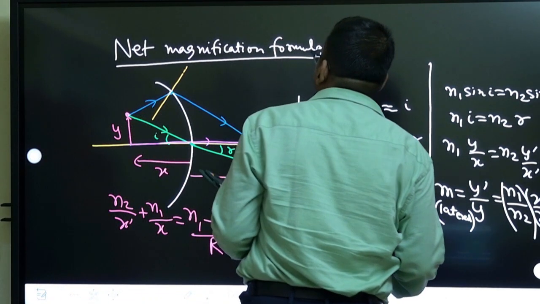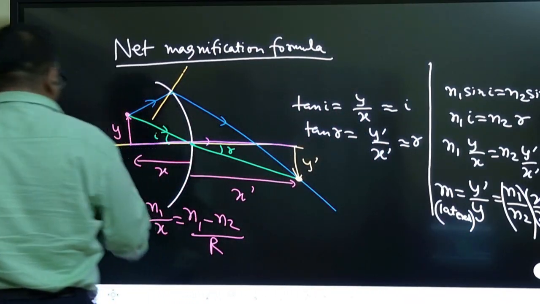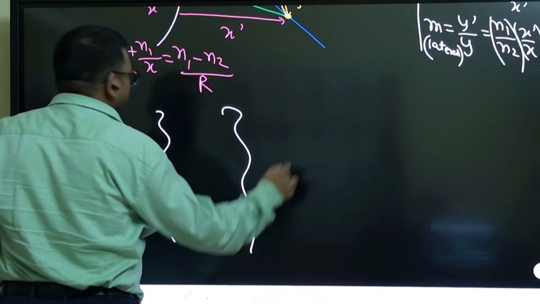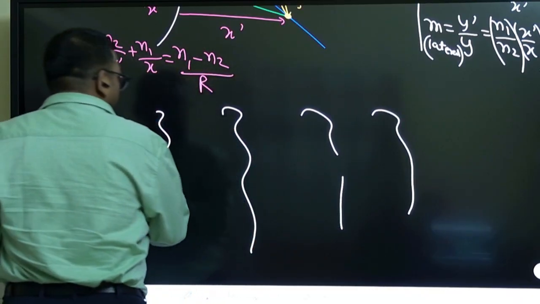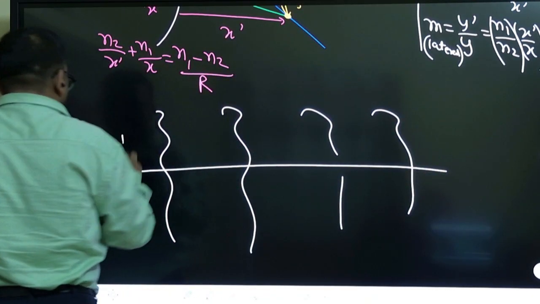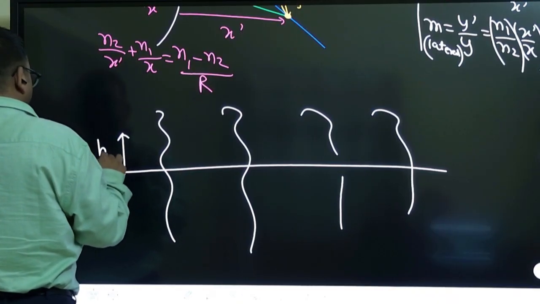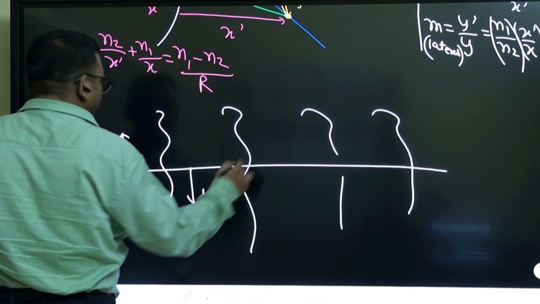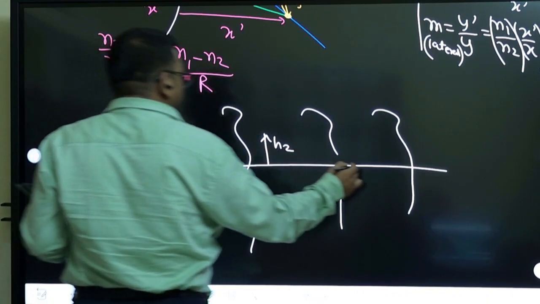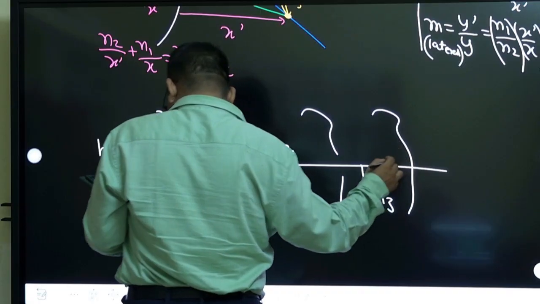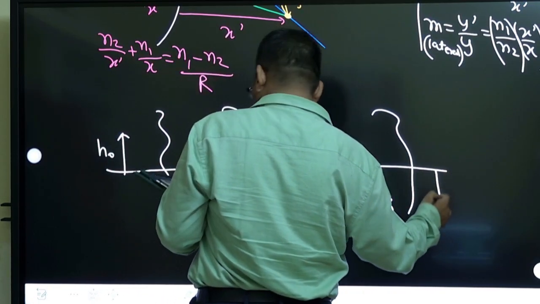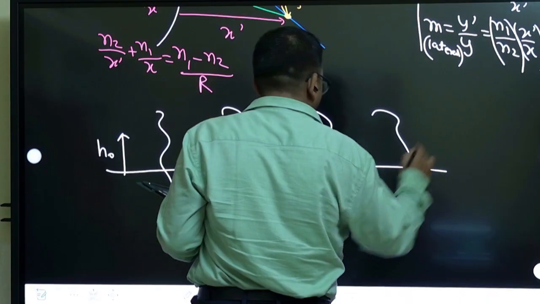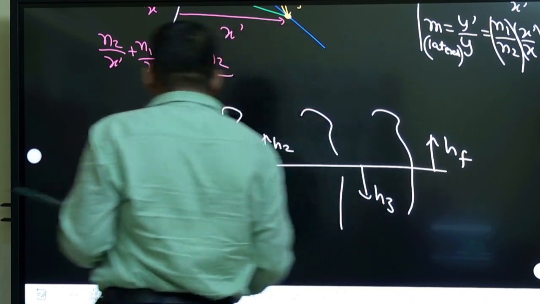Now coming to the net magnification formula. Suppose there are many surfaces like this, so many, and suppose this is the common optical axis and this is the height of the object. The first surface will make the height of image h1, then it will reverse as h2, this will reverse as h3, like that it will keep on happening. Let's say this is the final image. We don't know which direction it is forming. It may form this way or that way.